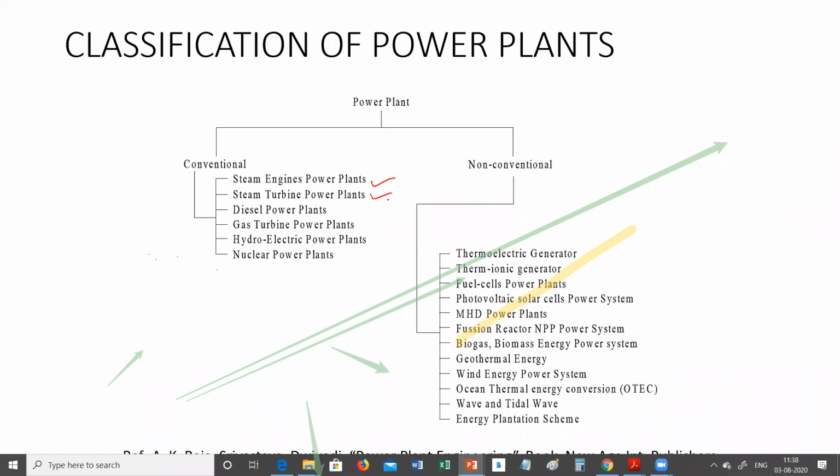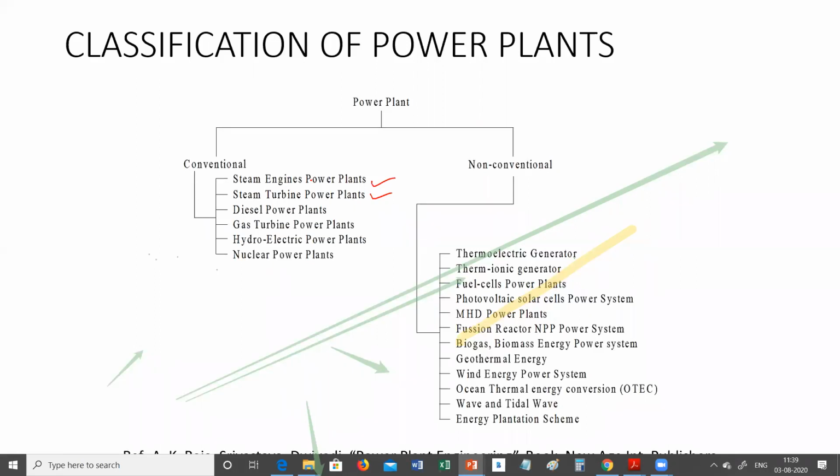Okay, Suhana, can you tell, what is the primary energy source for steam engines or steam turbines? Water. Okay, we heat the water, but to heat the water what do we require? Coal. Okay okay okay. So steam engine power plants or steam turbine power plants, can we say they are thermal power plants or coal based power plants?